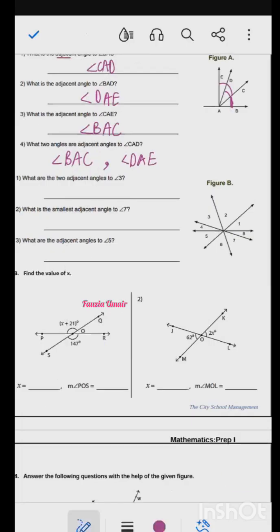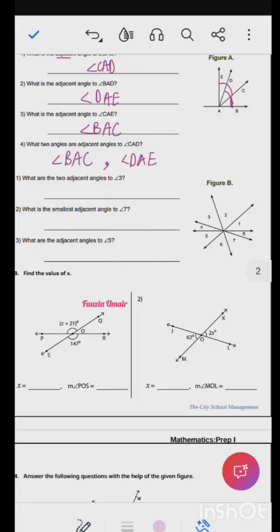So what are the two adjacent angles to angle 3? Ma'am, 2 and 4. They are checking the concept. What is the smallest adjacent angle to 7? Ma'am, angle 8. What are the adjacent angles to angle 5? Angle 4 and angle 6. Very nice. Right? So now the next question.